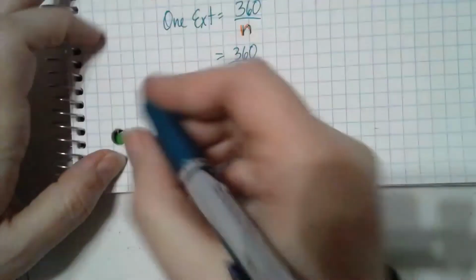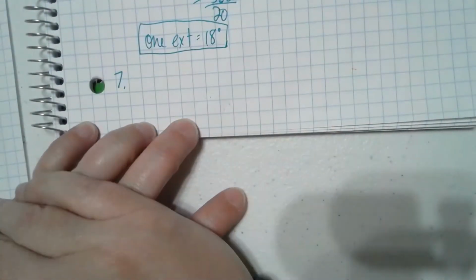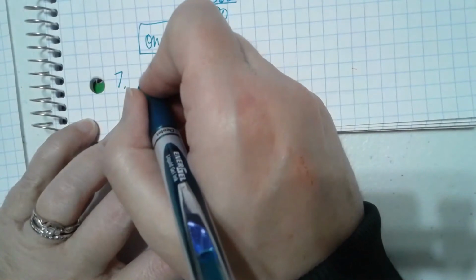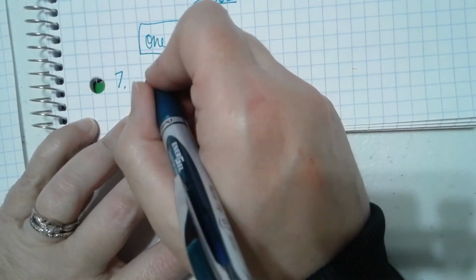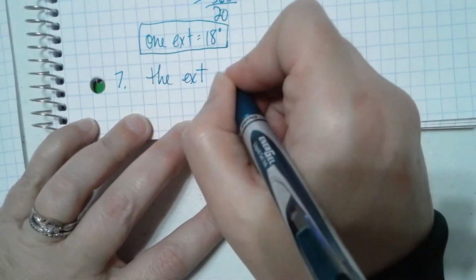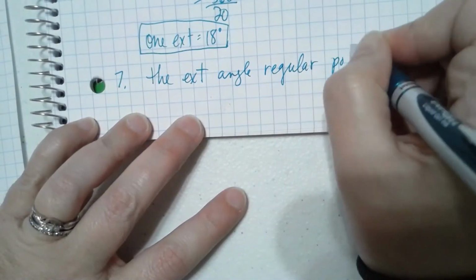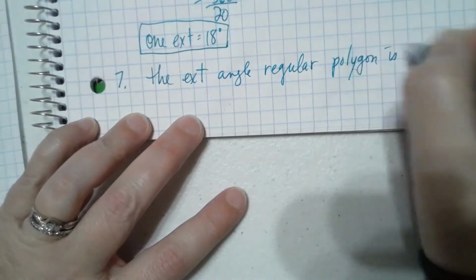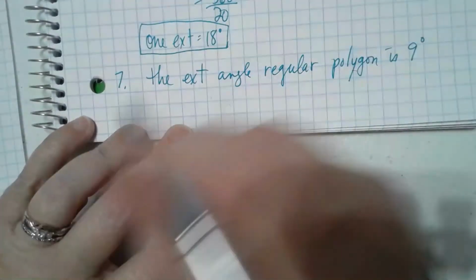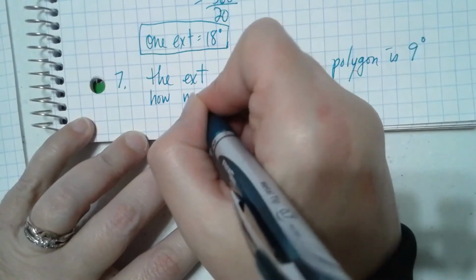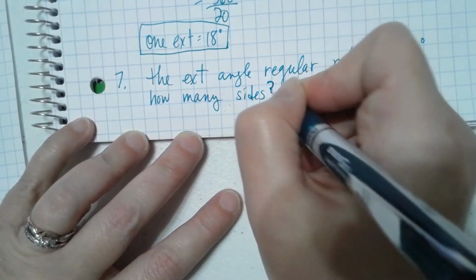Okay, all right, one last one. I think I have enough room to squish it down here in the bottom. On this we have the exterior angle of a regular polygon is 9 degrees. How many sides does the polygon have?